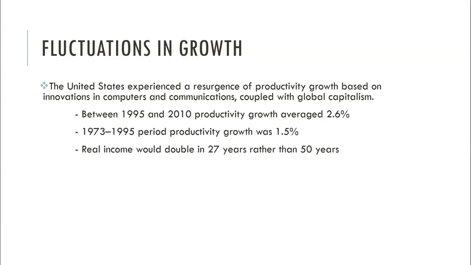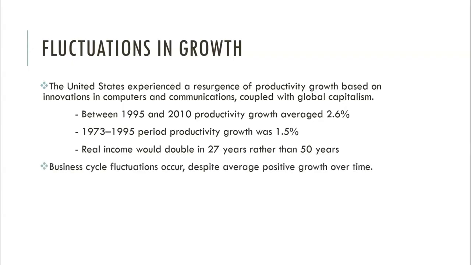This means that real income is going to double every 27 years rather than just every 50 years. So we can use that rule of 72 to see how long it's going to take for income to double. And generally, productivity growth is directly linked with income. And so productivity growth of 2.6% means that real income, the amount of stuff you can purchase, is going to double in 27 years. Real productivity growth of 1.5% means it's going to take 50 years to double. So salaries are growing a lot faster in 2010 than they were in 1973.